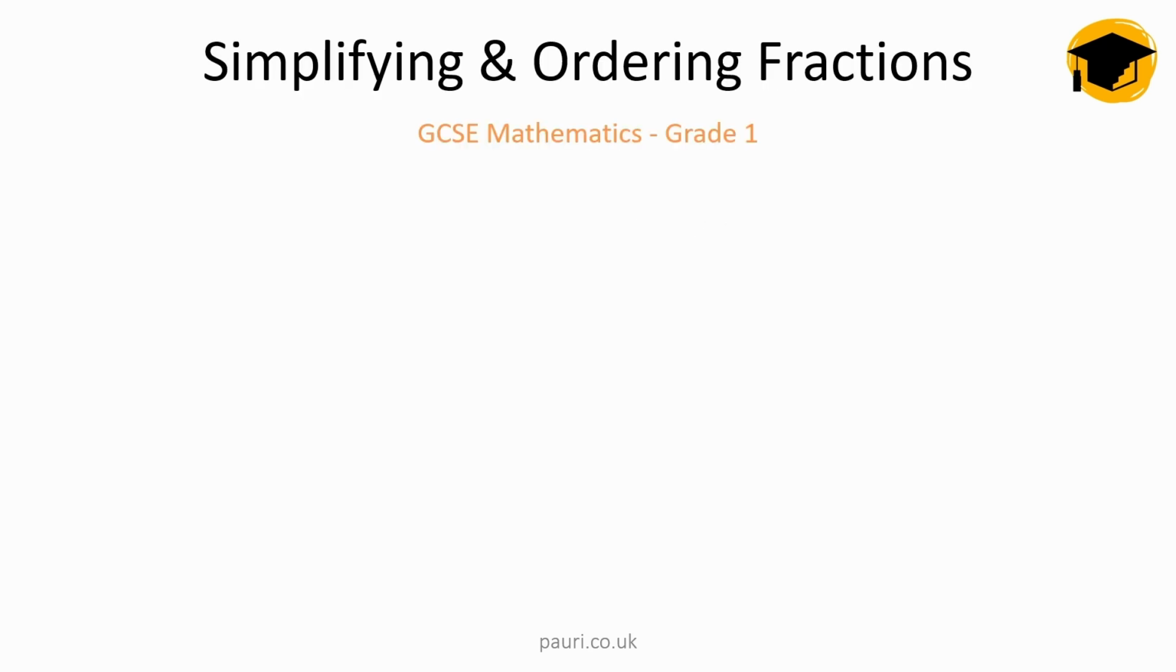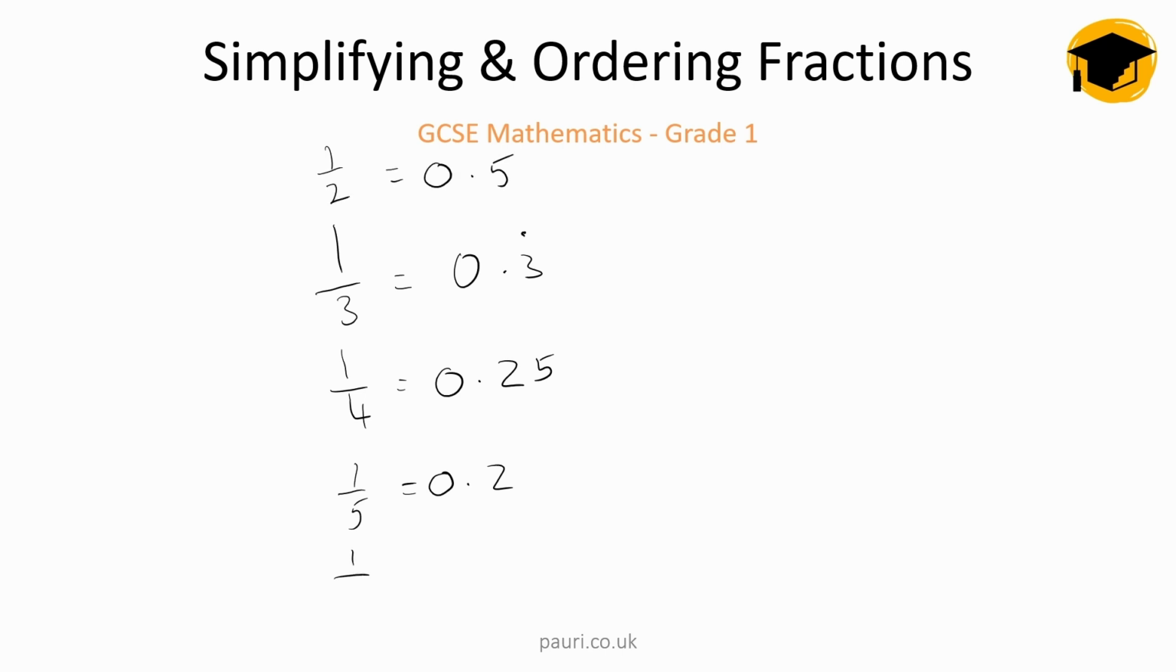Simplifying and ordering fractions. Let's say you've got 1 over 3. That's the same as 0.33333 recurring. 1 over 4, 0.25. 1 over 5, 0.2. Missed out a half. Half is 0.5. 1 over 10, 0.1, etc. These ones are the ones that you need to know.